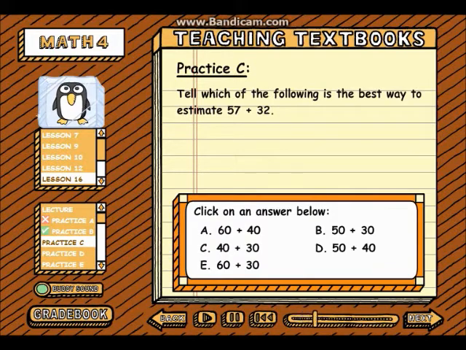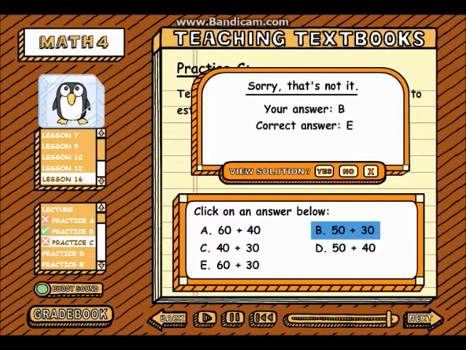For this problem, you need to tell which of these calculations is the best way to estimate 57 plus 32. Nice try, but that's not the answer.